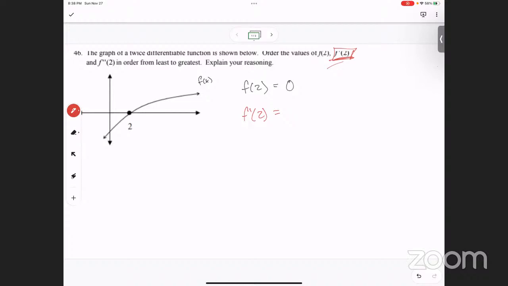So how would I find the f prime of 2? What would I do to find f prime of 2? Tell me what the definition of the derivative at 2 is. Do you remember how it's just the tangent line, the slope of the tangent line? Do you remember that?